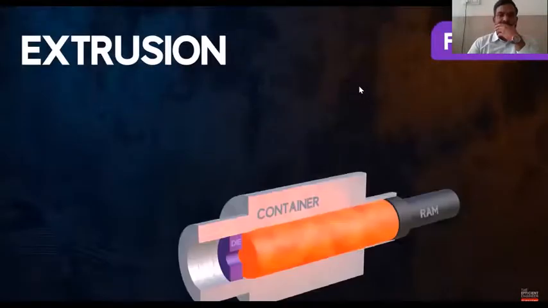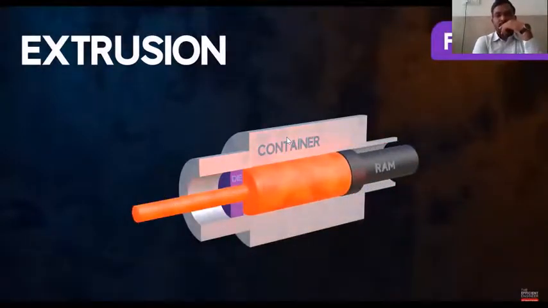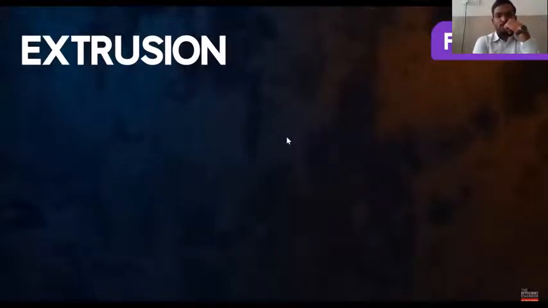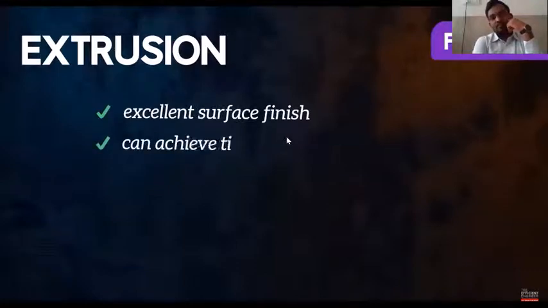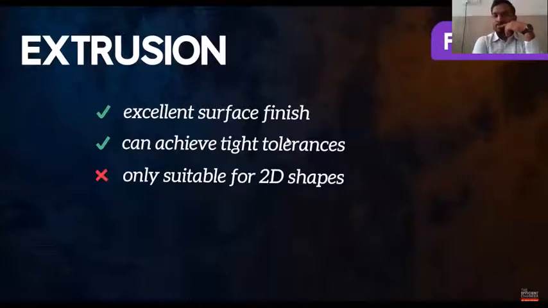Extrusion is a continuous process which involves placing hot metal in a chamber and using a ram to force it through a die, producing a long object with a constant cross-section. Extrusion provides an excellent surface finish and can achieve very tight tolerances, but it is only suitable for producing 2-dimensional shapes.